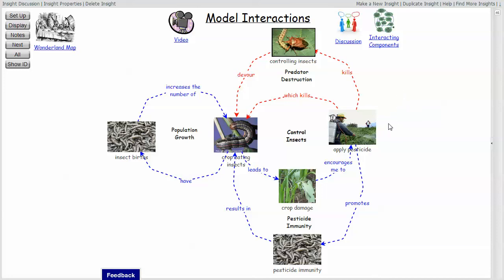If I decide to quit applying pesticides, so I quit promoting pesticide immunity and begin to influence the development of more controlling insects, so I use the insects to control the situation, then that's probably a good thing, so I'm not applying pesticides. But the question is, if the controlling insects devour all the crop-eating insects, then when the crop-eating insects are gone, what are the controlling insects going to eat? Because they'll want to eat something.